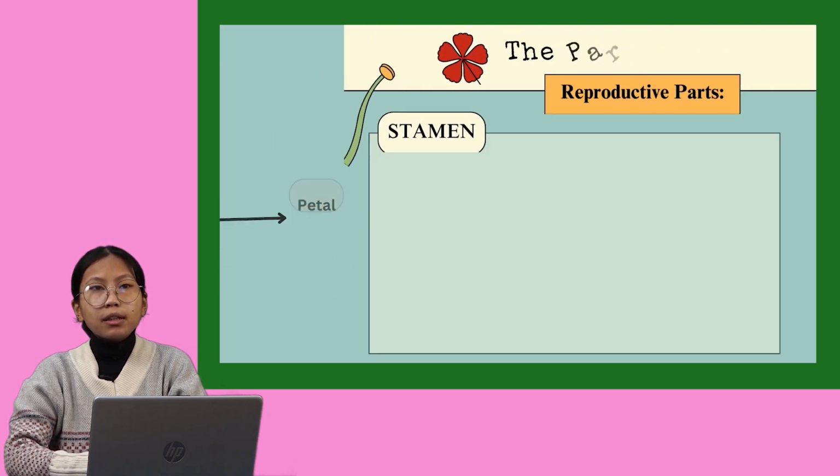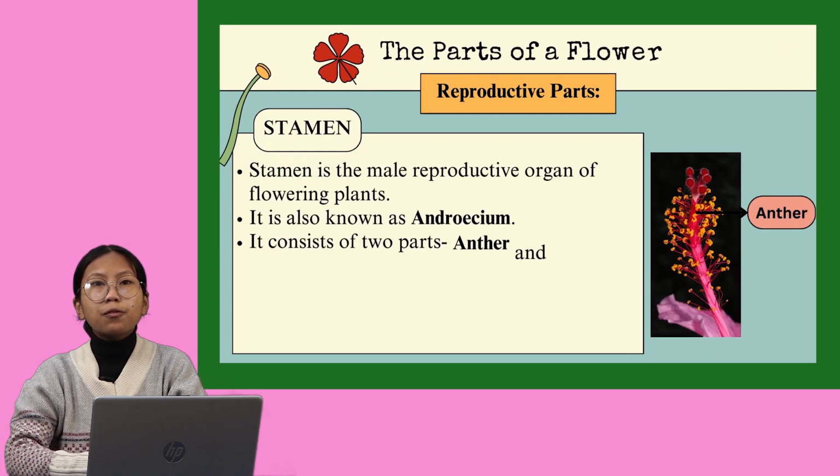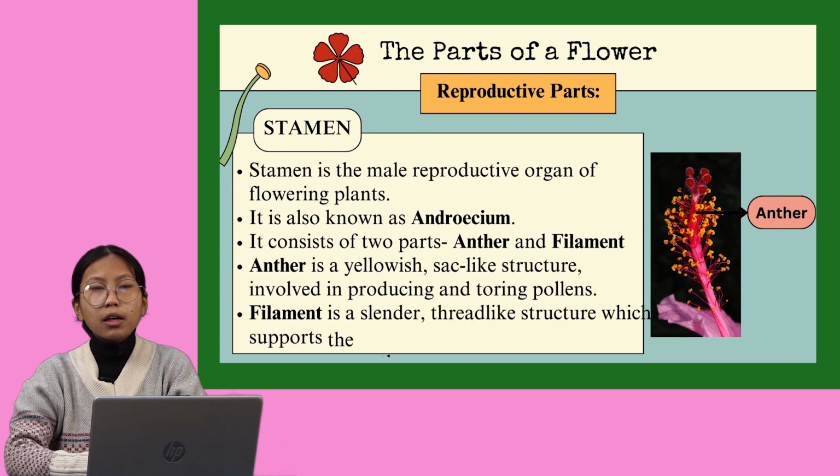Next, stamen. Stamen is the male reproductive organ of flowering plants. It is also known as androecium. It consists of two parts, anther and filament. Anther is a yellowish sac-like structure involved in producing and storing pollens. Pollens contain the male gametes of the flowering plant. Filament is a slender, thread-like structure which supports the anther.